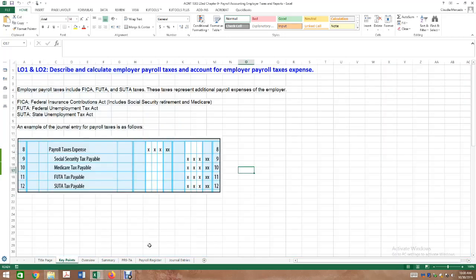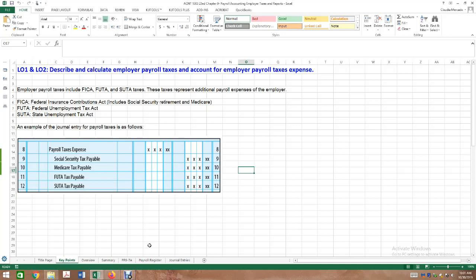In this particular chapter, the first two learning objectives are to describe and calculate employer payroll taxes and account for employer payroll tax expense. The problem that I will be going over shortly deals with this component. This is something that you're going to be seeing in your homework and in your upcoming test. So it is very important that we learn how to calculate employer payroll taxes and how to record these expenses in a general journal.